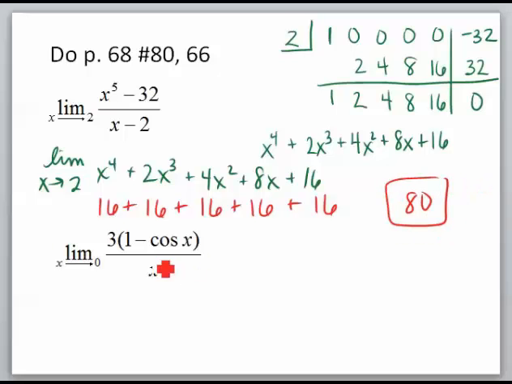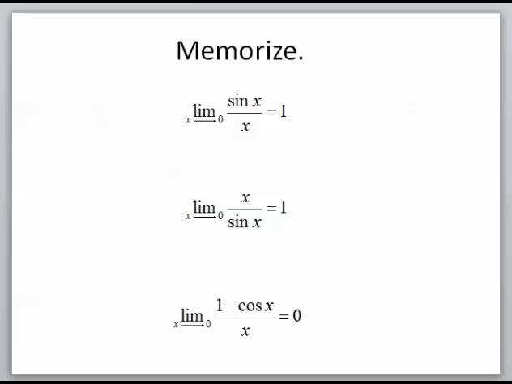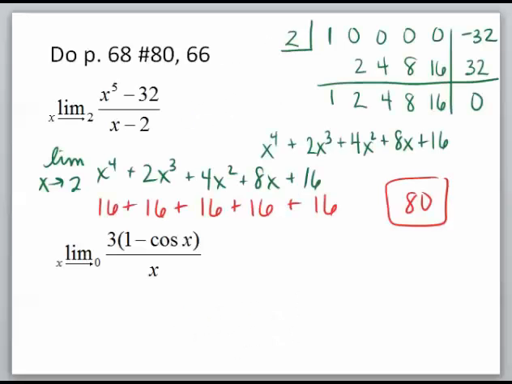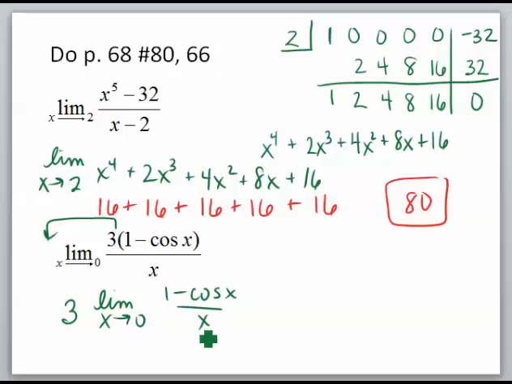The second one here, we're going to have to refer back to what we're supposed to memorize. I'll be using this limit right here. What I have is a scalar multiple, and we learned the other day that we can pull that out front. So we have 3 times the limit as x approaches 0 of 1 minus cosine x over x. So really what I have is 3 times 0 because that's what this limit is equal to. So my answer is 0.